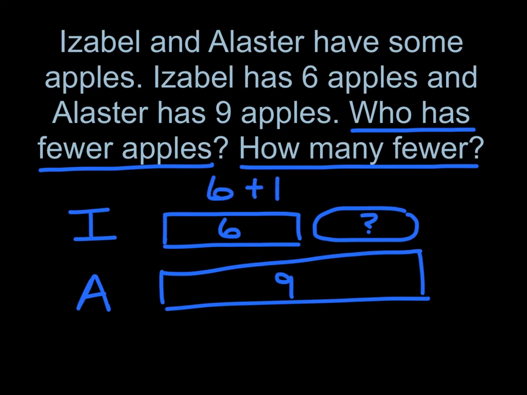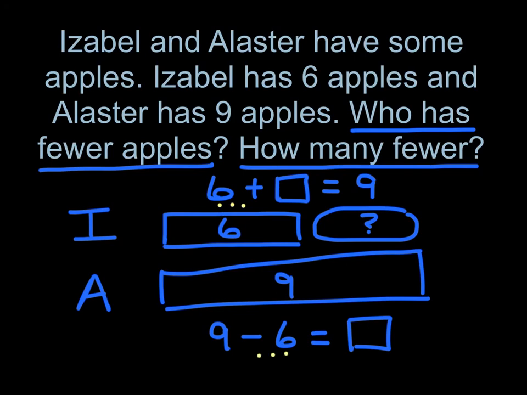6 plus blank equals 9, or 9 minus 6 equals blank. 6, 7, 8, 9. 3 fewer apples. Isabel has 3 fewer apples than Alistair.